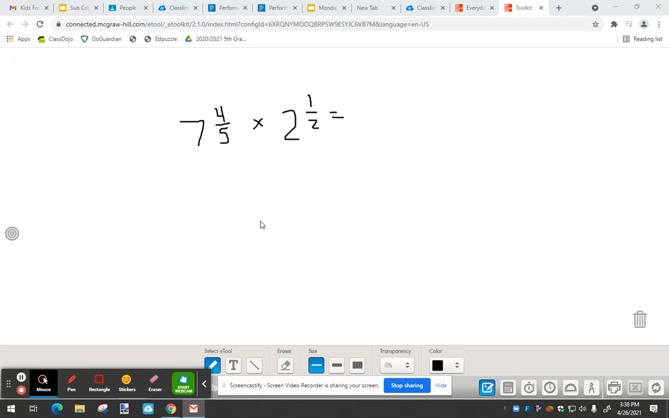Our next problem we want to solve is 7 4/5 times 2 1/2. When I'm multiplying mixed numbers, it's usually easier to turn them both into improper fractions, because once they're improper fractions, I can multiply the numerators and then multiply the denominators.